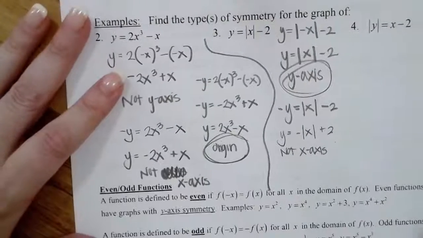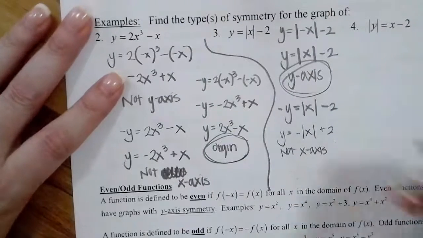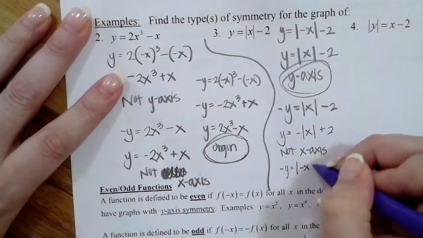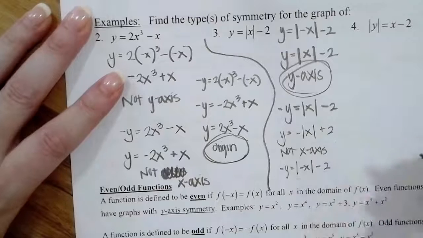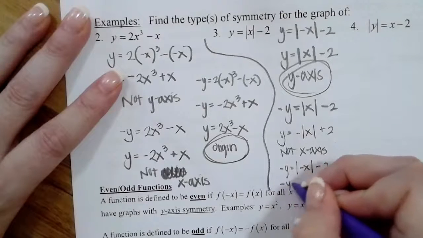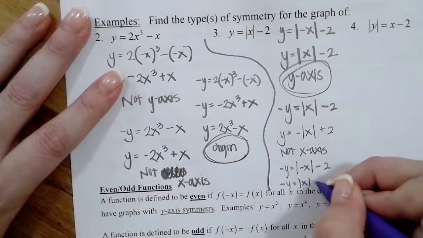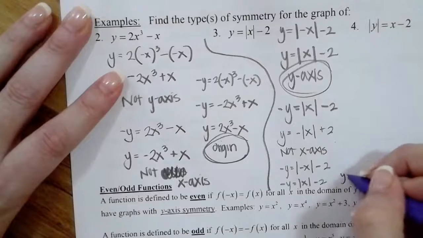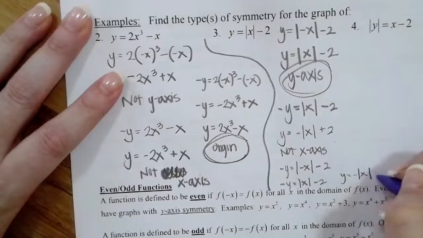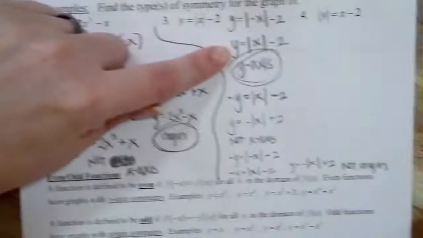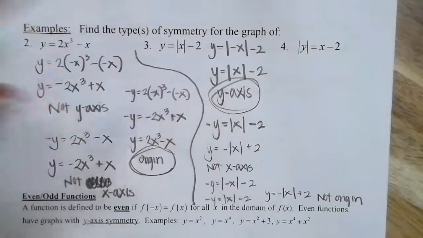And then we could try to do both of these. So we have negative y equals absolute value negative x minus 2. Remember we said this is the same, so negative y equals absolute value x minus 2. And then divide, and we have y equals negative absolute value x plus 2. And that's not the same, so not the origin. So this one is only the x-axis.